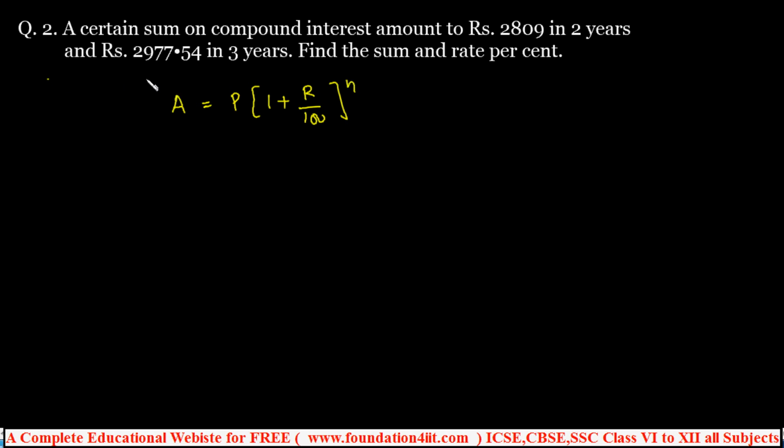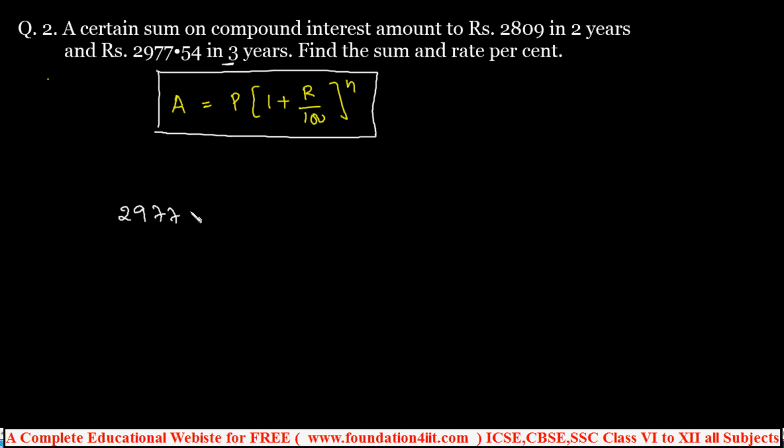Now this formula we'll apply for both separately. Now for 3 years the amount is this. P value we don't know, so I am writing P as it is. R value also let it be R only. So first take for 3 years now. The amount is equal to 2977 is equal to P into 1 plus the same R by 100, but it's for 3 years, right?